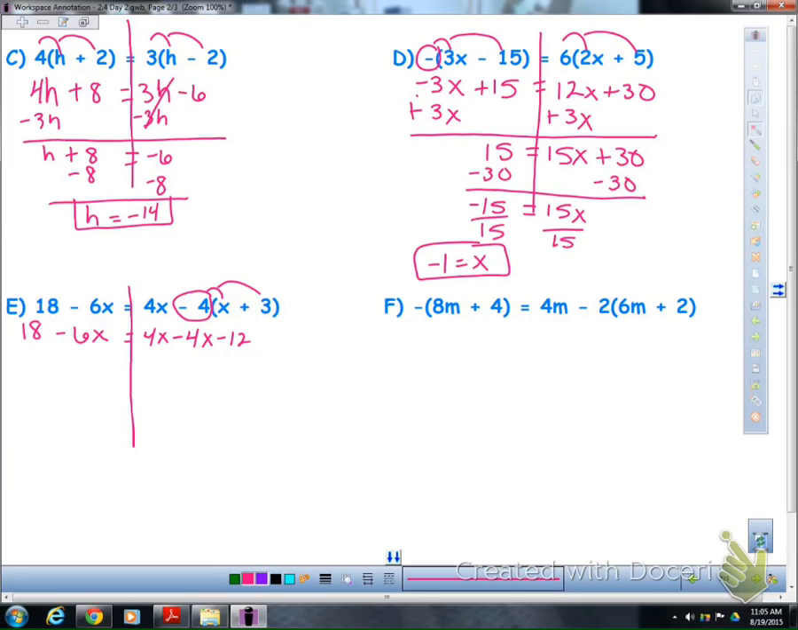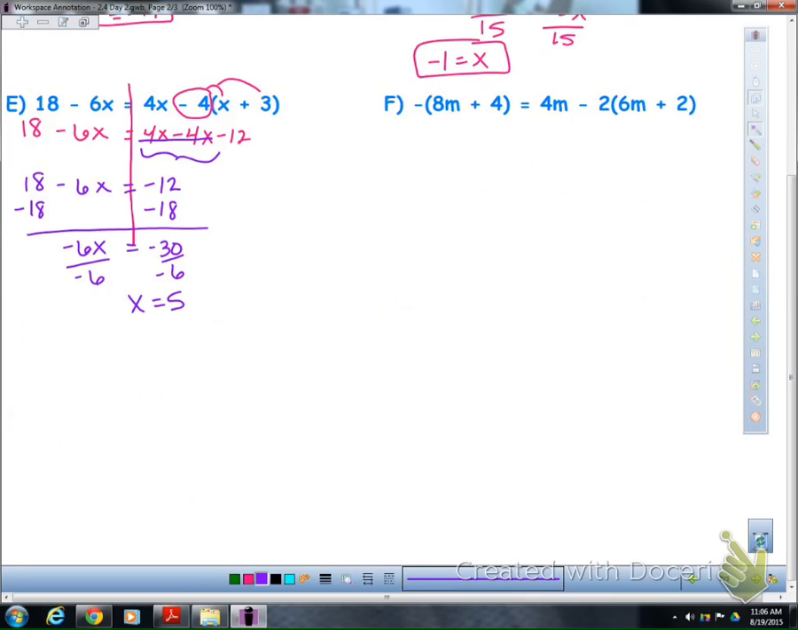Now, we've distributed, but we also have like terms to combine. So again, the left side stays the same, 18 minus 6x. On the right side, our 4x minus 4x cancels out. We do not have to put the plus 0. We can just bring down the negative 12. We don't have to move our variables over because we only have one variable, and that's on the left side. So just solve it like normal. Subtract 18 from both sides. Negative 6x equals negative 30. Divide by negative 6. So x equals positive 5.